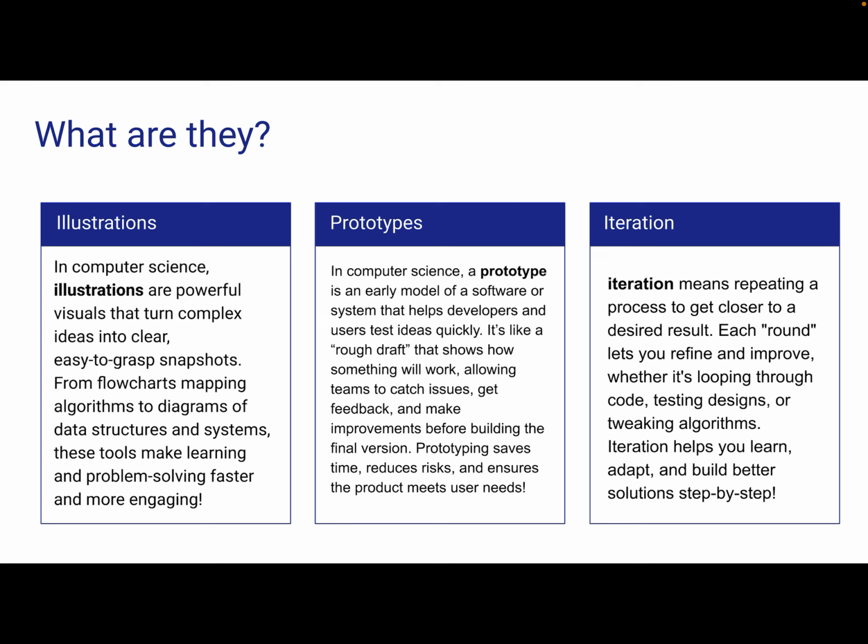Iteration. Iteration basically means repeating a process to get closer to a desired result. Each round lets you refine and improve. Whether it's looping through code, testing designs, or tweaking algorithms, iteration helps you learn, adapt, and build better solutions step by step. It's important to have in mind that iteration has two meanings.